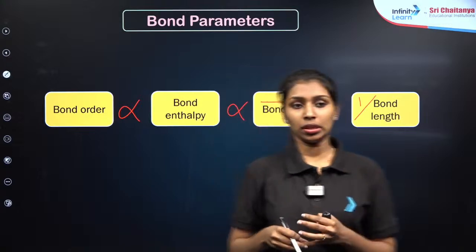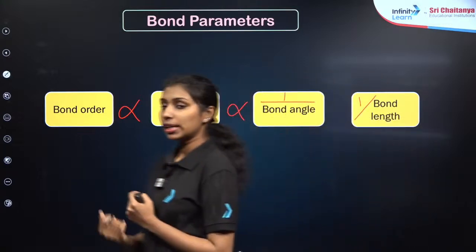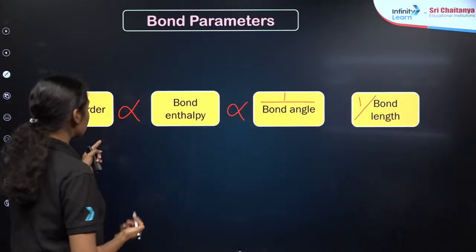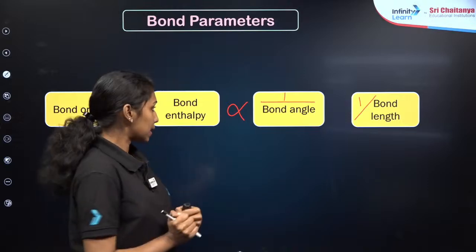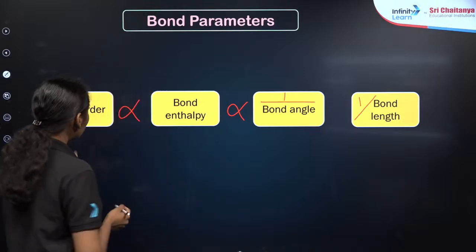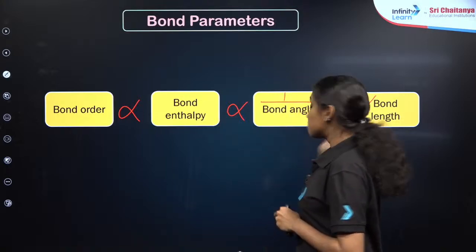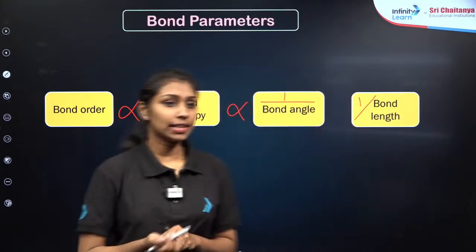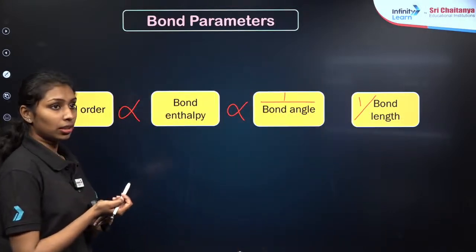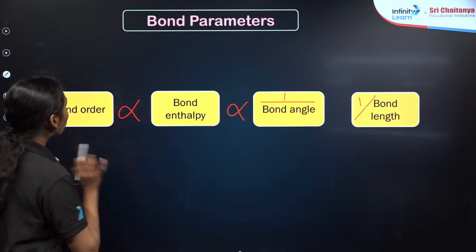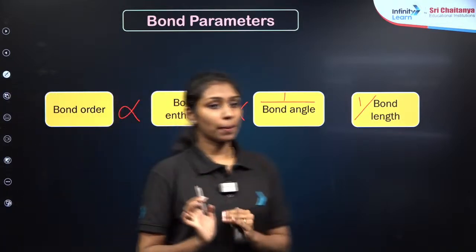Clear? As the bond order increases, which means as the number of bonds increases, bond strength or bond enthalpy increases. Whenever we are moving from single bond to double bond to triple bond, bond angle as well as bond length decreases, right? This will be the final output of the complete bond parameters. Clear?